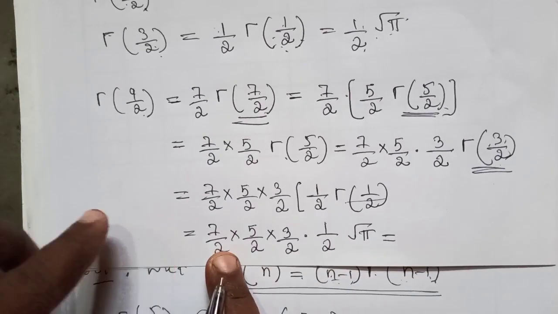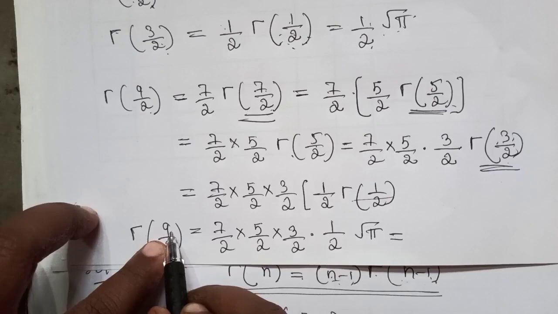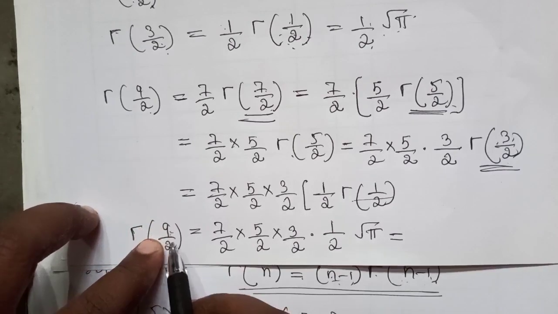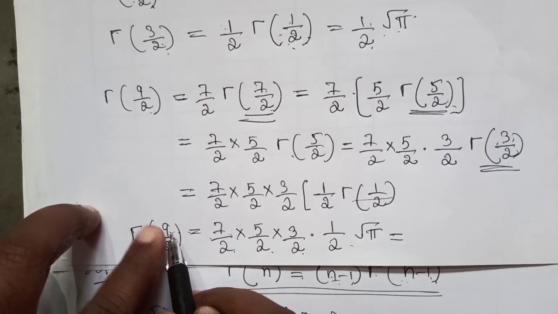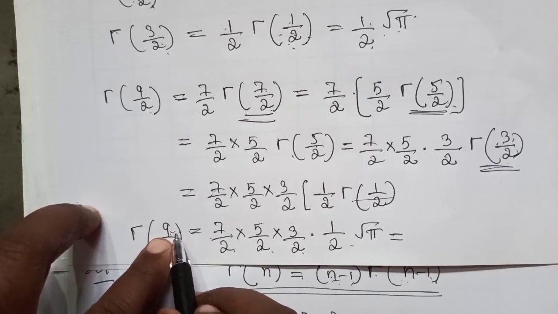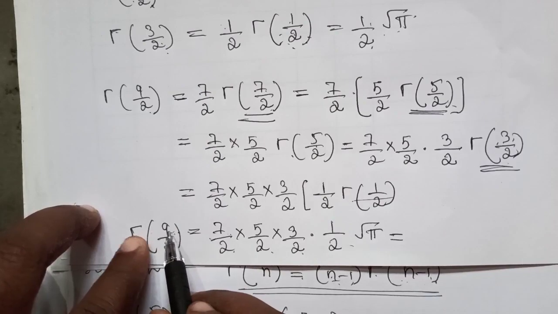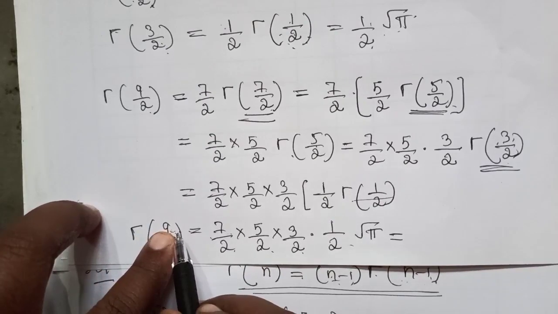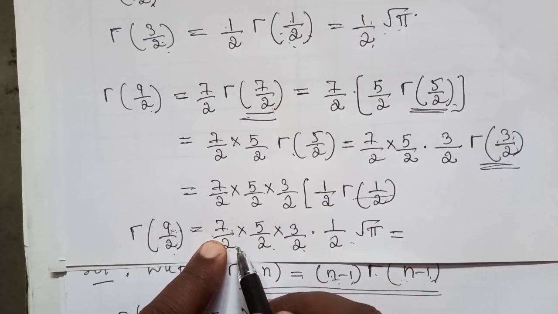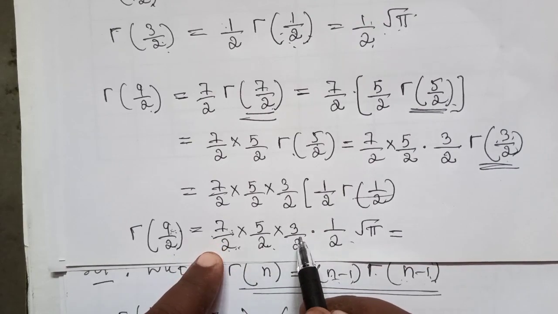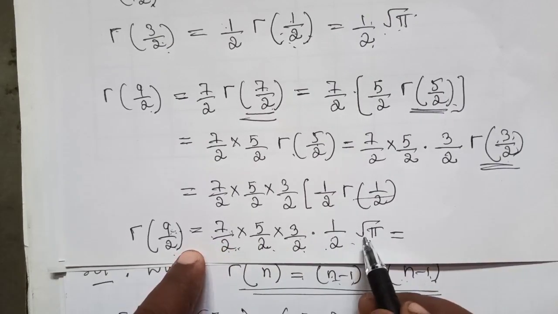So you can observe one thing: for gamma of 9 by 2, in the numerator we have 9, the denominator we keep as it is, and in the numerator we go on decreasing by 2. If n equals 9 by 2, start with n minus 1, that is 7 by 2. Again 7 by 2 minus 1 is 5 by 2. 5 by 2 minus 1 is 3 by 2. 3 by 2 minus 1 is 1 by 2, into root pi. At the end we get root pi.